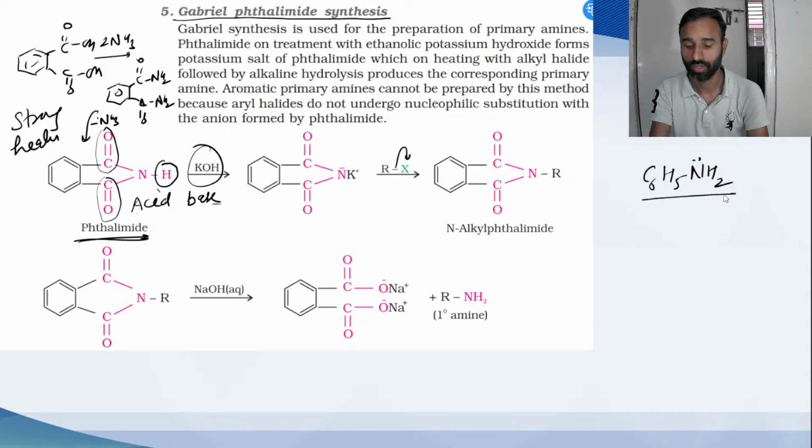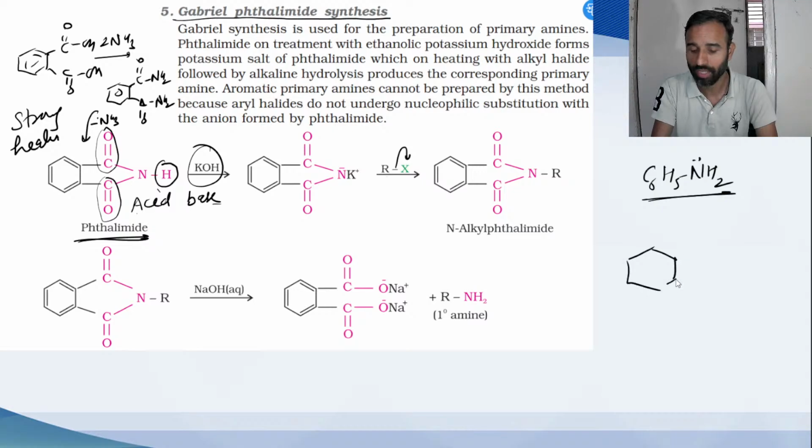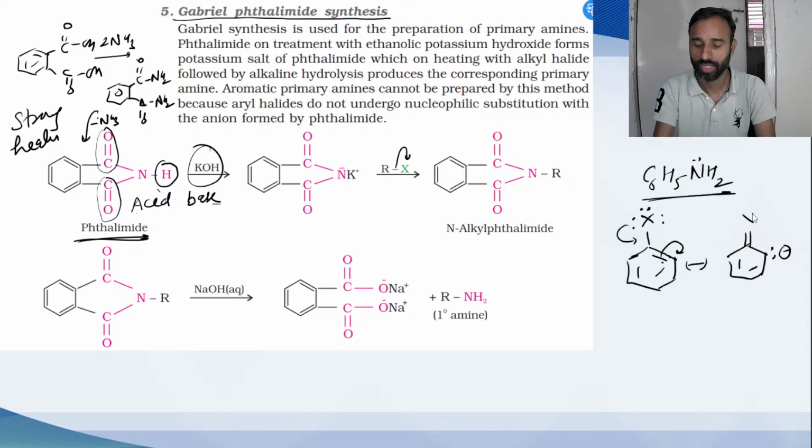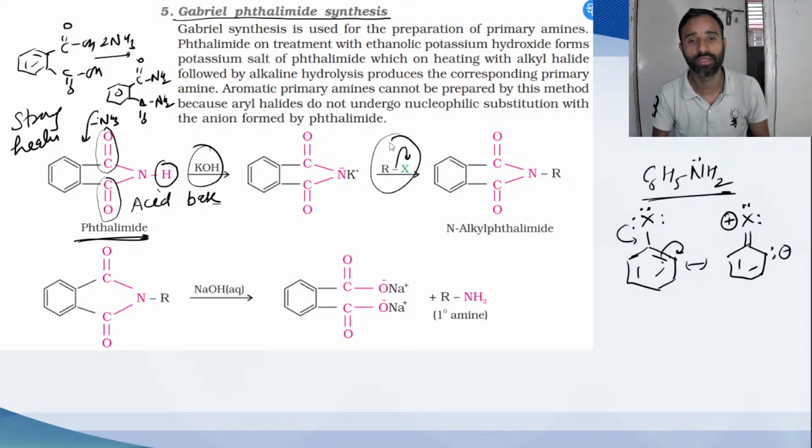aniline, because that means primary aromatic amine cannot be prepared by Gabriel phthalimide synthesis. In that case we need aryl halide, and you know in aryl halide the C-X bond acquires double bond character, and that's why breaking of the C-X bond is difficult, it does not take place. That's why we cannot do this reaction with aryl halides. They do not undergo nucleophilic substitution.